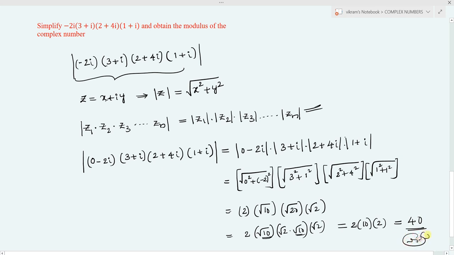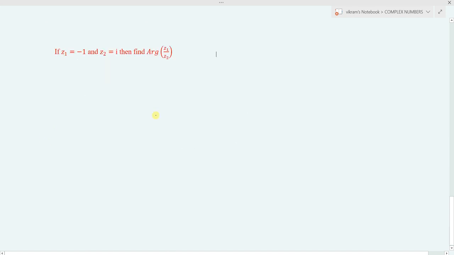So this is the way of applying the properties of the modulus of a complex number. And the next question: given that z1 equals minus 1 and z2 equals i, find the argument of z1 by z2. Using the argument properties, we can write this as arg z1 minus arg z2. So this is the required solution we need to find.